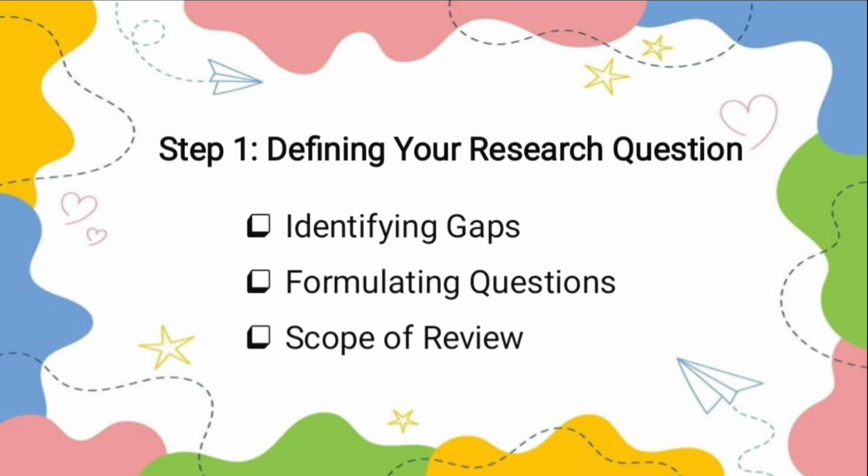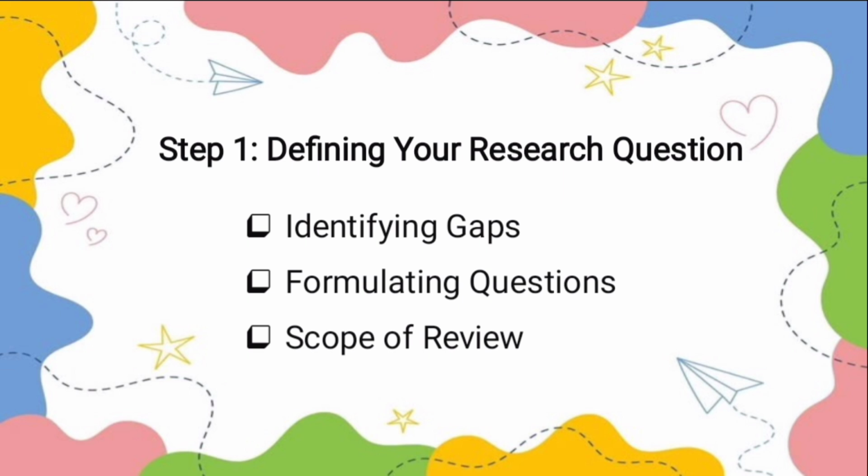Imagine you're interested in how video games affect kids. In identifying gaps, you might notice that a lot of research talks about violence in games, but less about how games help with problem solving. This is a potential gap. Then in formulating questions, based on that gap, your research question could be, what does the existing literature reveal about the impact of video games on children's problem-solving skills? Then, in scope of review, you might decide to only look at studies published in the last 10 years that specifically examine children aged 6 to 12 and focus on puzzle or strategy-based video games.